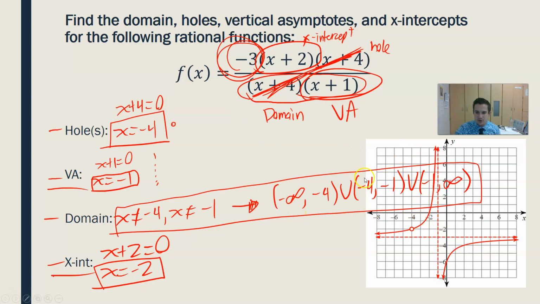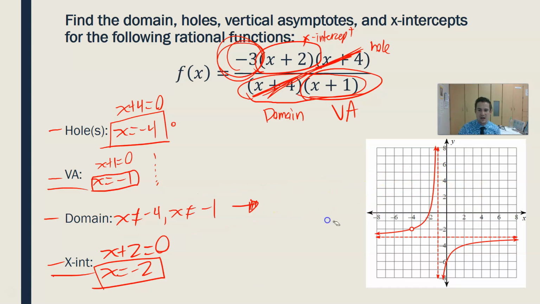Looking at this graph, let me erase this domain right here. This is the actual graph of this function. This was in your guided notes. Look, I have a hole at x equals negative 4. I have a vertical asymptote at x equals negative 1. My domain is all numbers except for negative 4 and negative 1. And I have an x-intercept at x equals negative 2. So I found all those characteristics just looking at the equations.